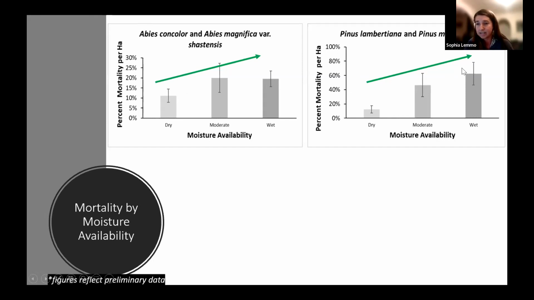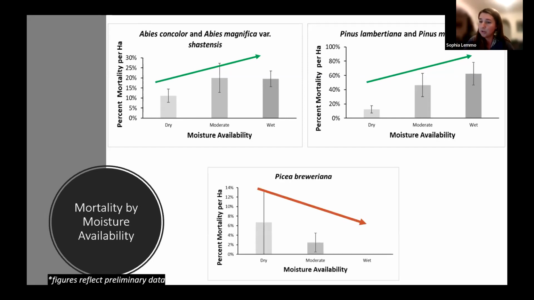So this kind of goes back to that first hypothesis, which says that maybe more mortality will occur in wetter sites. But this wasn't true for all species, such as the Brewer spruce, which had the inverse trend.